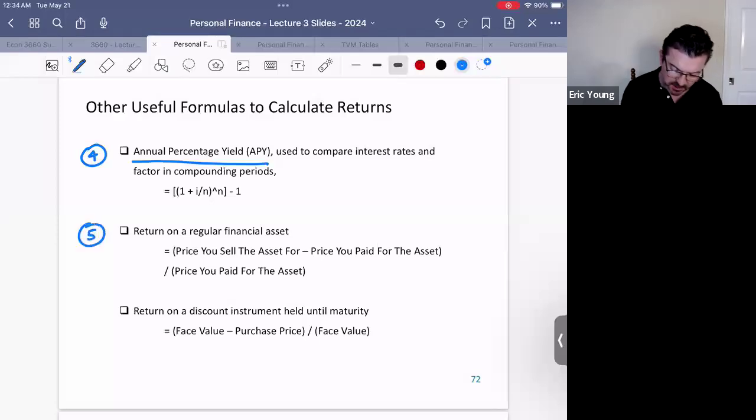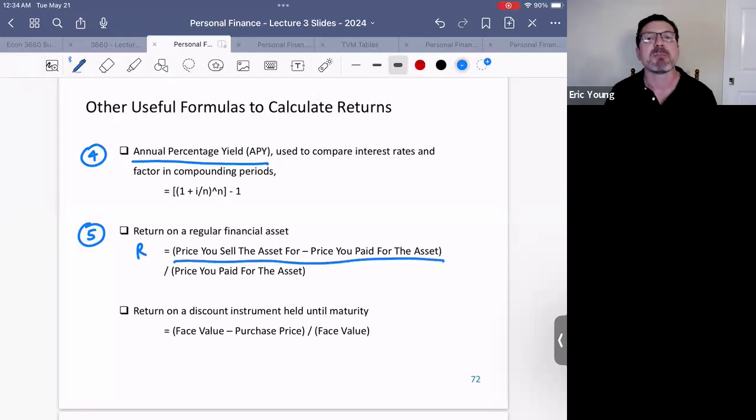We have the formula for the return on a regular financial asset. If you buy an asset and later sell it, we call this a capital gain. The return, which we'll call R, is equal to the amount that you sold the asset for minus the amount that you purchased it for, divided by the amount that you paid for it.